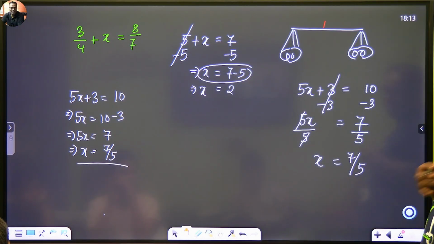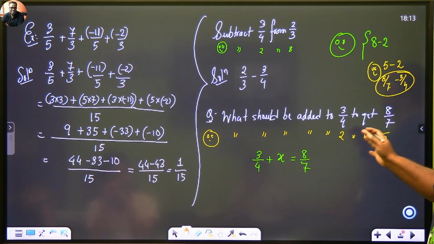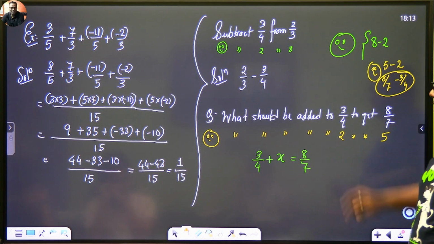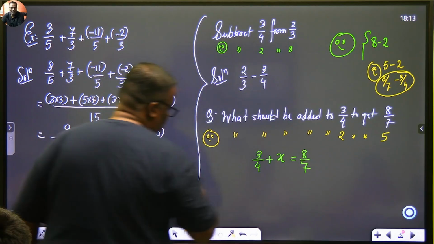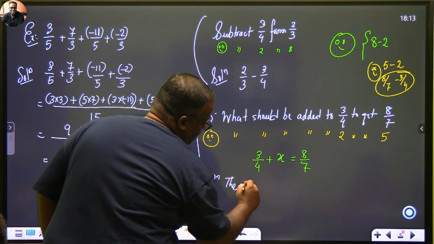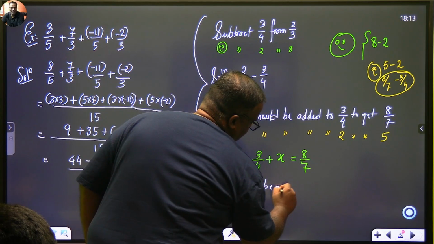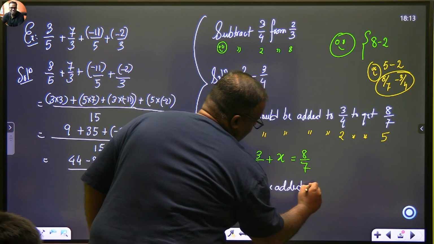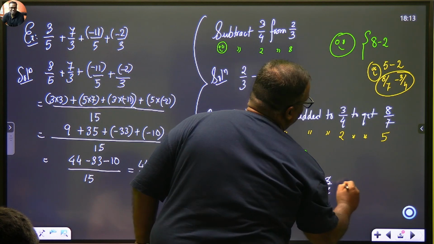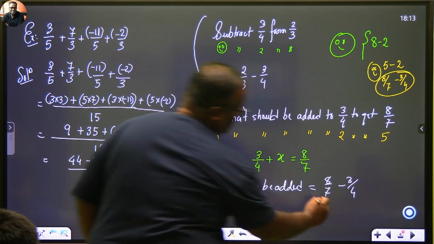But I would rather suggest that this comes from linear equations. You do it this way. Like in this question, if I would find my solution, I will write the solution like this. The number to be added is equal to, what is the number we found? 8 upon 7 minus 3 upon 4. And then you solve it.